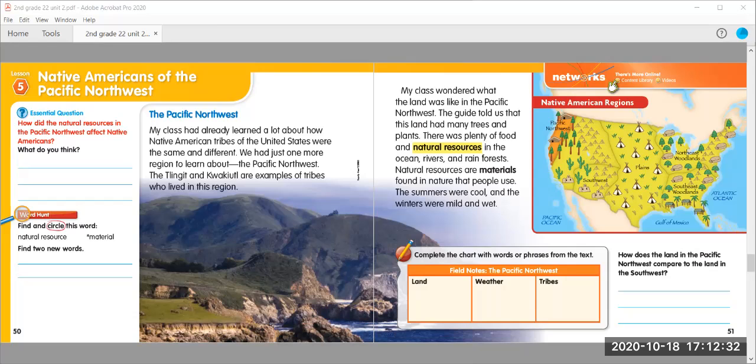How does the land in the Pacific Northwest compare to the land in the Southwest? So the Southwest is the lesson that we had just completed. Go ahead and head back into that section and write how those two are different and how they are the same. Once you've completed that, we're going to head down into the next set of 2 pages.